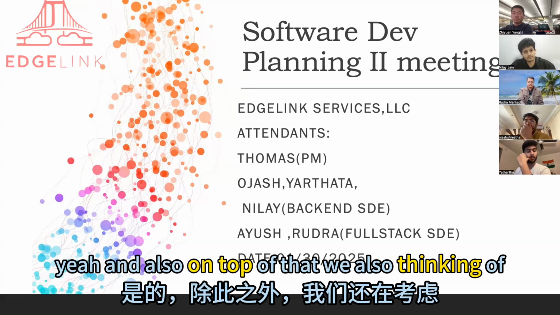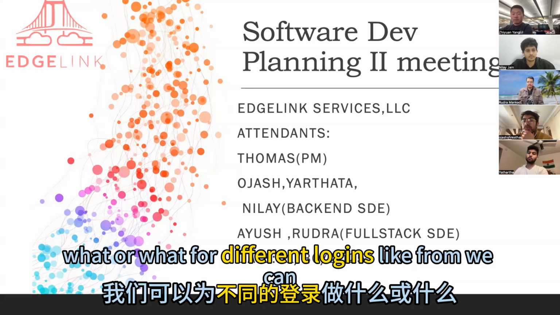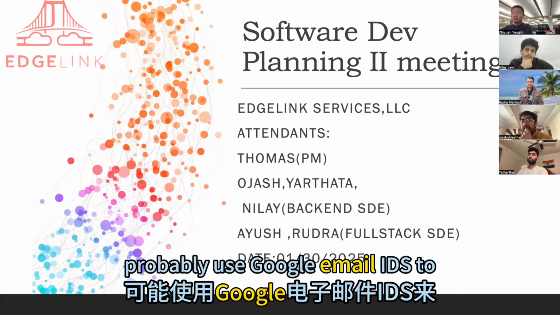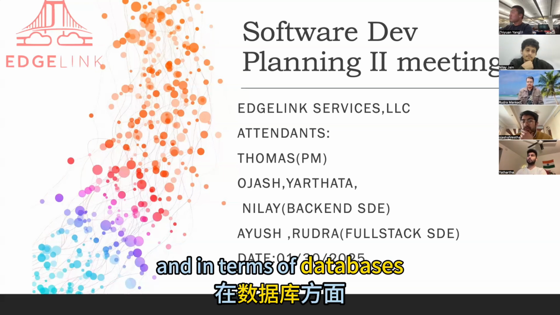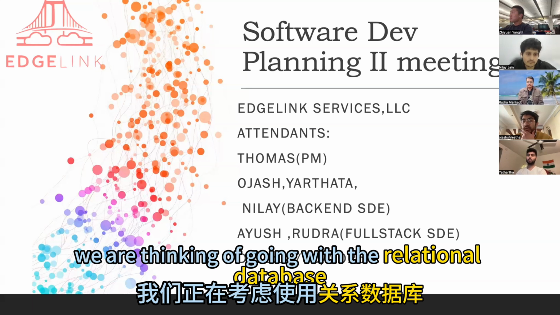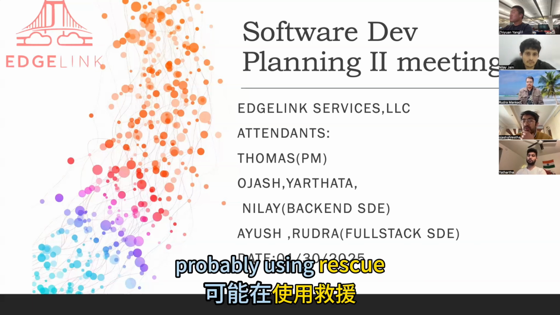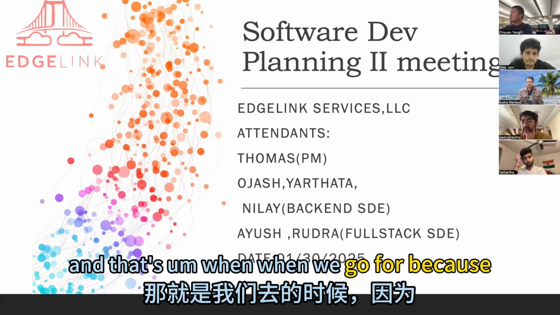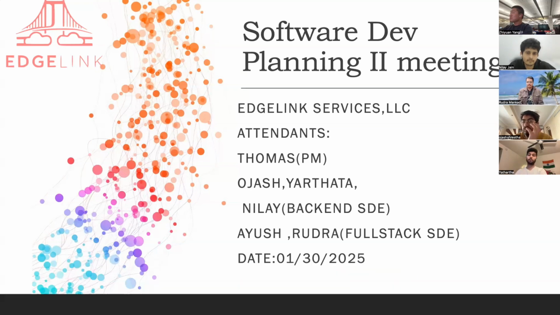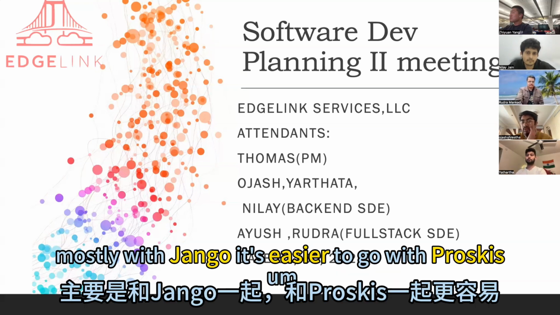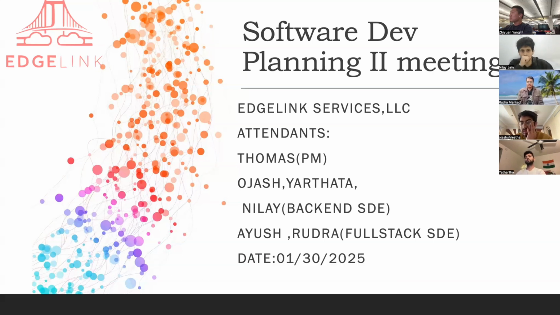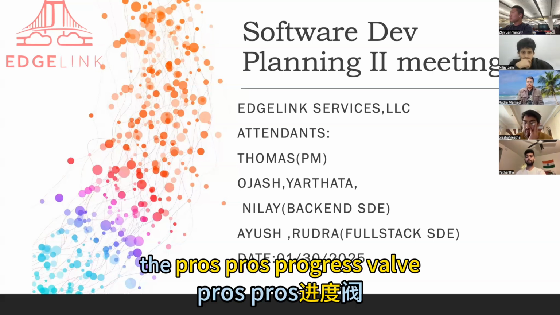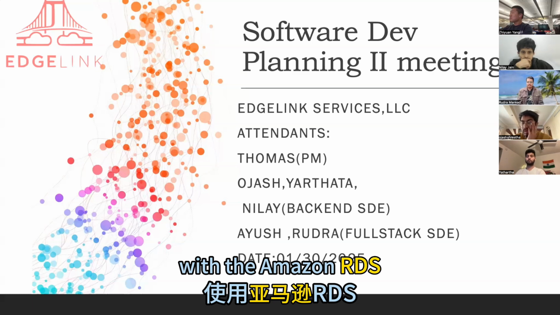And on top of that, we're also thinking of what's for different logins. We can probably use Google email IDs to log into the system, or even use JWT tokens. And in terms of databases, we are thinking of going with a relational database, probably using PostgreSQL. Mostly with Django, it's easier to go with Postgres because it's supported by the system. And on top of that, AWS has PostgreSQL with Amazon RDS.